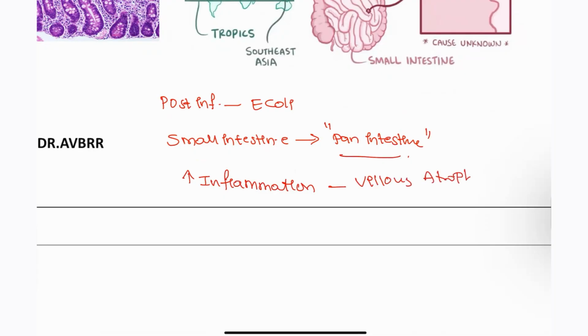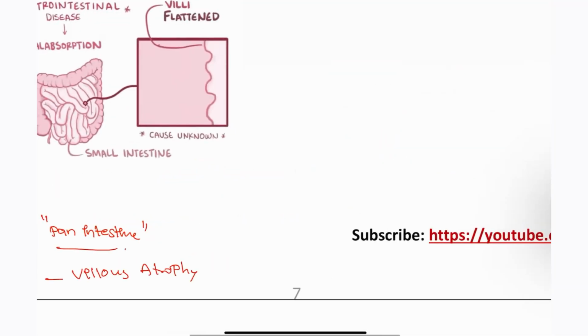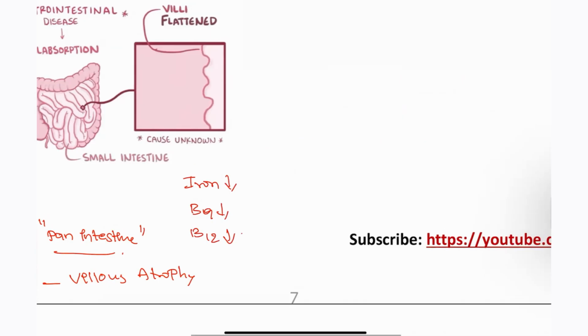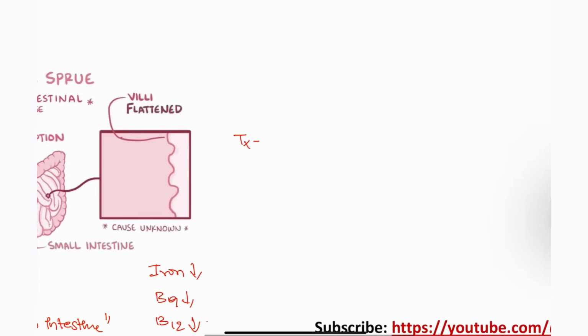villus atrophy. Once it is involved, iron deficiency anemia will be seen, B9 deficiency is seen, and B12 and many other micro or macro nutrients will be decreased in this patient. The treatment is, for this post-infectious condition, tetracycline as the drug of choice, and then whatever the deficiencies, vitamin supplements have to be given for this patient.